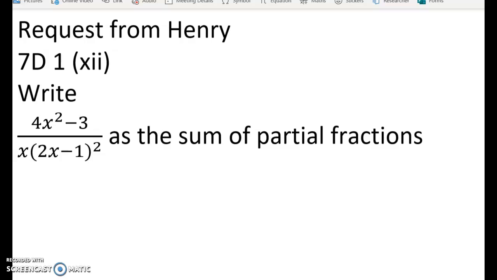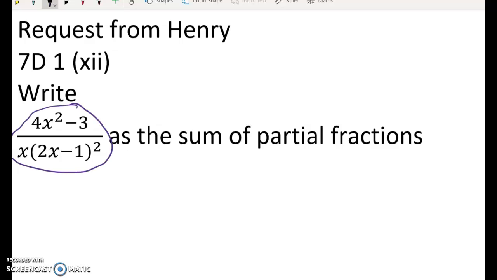Kia ora, Year 12. This is a request from Henry for one of the partial fractions questions in exercise 7D. I haven't done worked solutions to all of these, but this is one where we've got the pattern that we saw in class yesterday, and we have to write this as the sum of partial fractions.